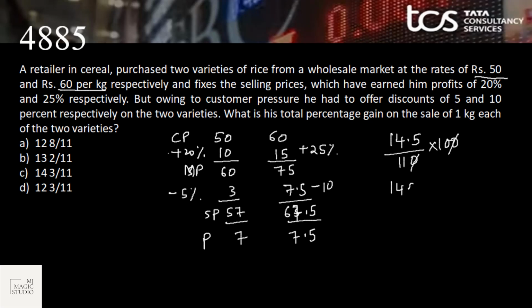0 cancel. It is 145 by 11. 11 times 13 is 143, remainder 2, so 13 and 2 by 11% is his overall profit percentage. Option B is the pick.